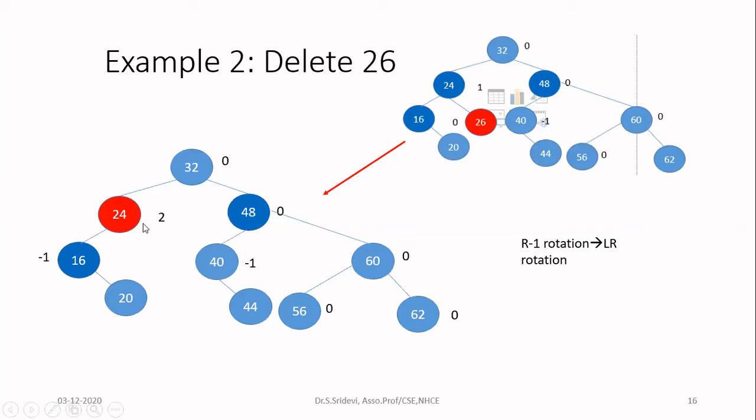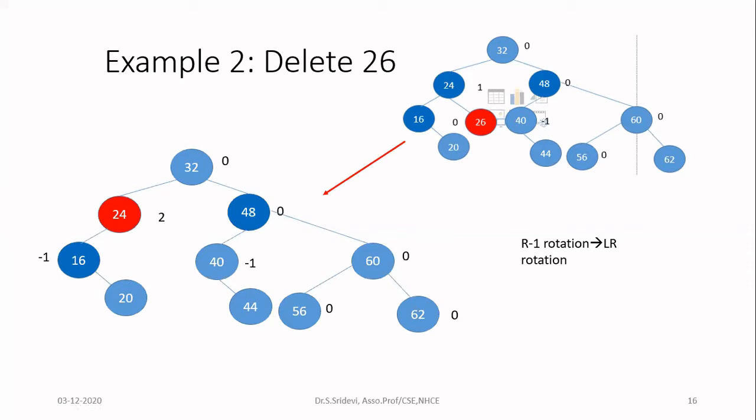Now let us calculate the balance factor of all the nodes again. If you calculate the balance factors, no need to calculate for this particular subtree. This will not be affected. If you want to calculate, you should calculate for this particular subtree along with the root 32. Now for 24, the balance factor is 2 because in the left subtree, I have 2 links in the longest path. In the right subtree, nothing is there. So balance factor is 2 and 2 is not allowed. So I have to now apply suitable rotation.